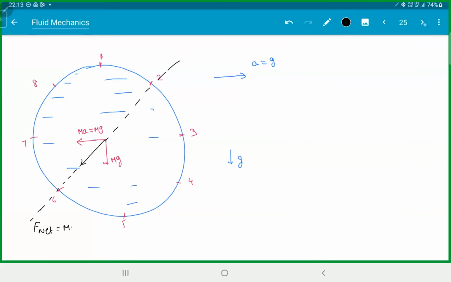Which is m into root over a square plus g square. In this case, it is m into g root 2. Are you getting it? So this is down. This black line is vertical. Anyone in this container will think they stand like this, isn't it? They will think the world is at an angle of 45.